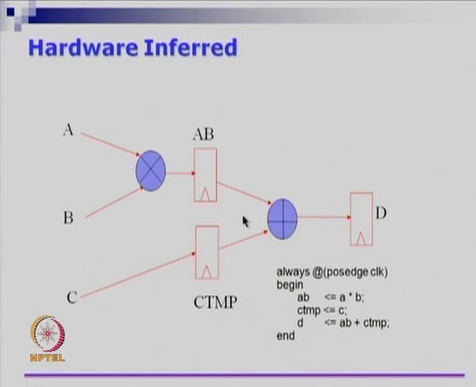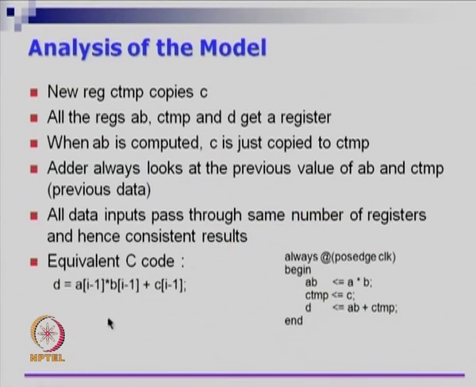So the equivalent code in software you would have written as D is A of I minus 1 times B of I minus 1 plus C of I minus 1, which is perfectly fine as long as all the inputs are supposed to be coming from the same instant, only that the output is coming 2 cycles late. That is something that you have to watch out for, that is all.